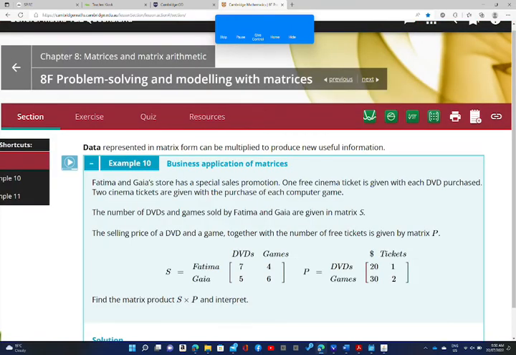Okay, so let's look at this example. This is a business application. These two people have a store and they're having a sales promotion. You get 1 free cinema ticket for every DVD you purchase and 2 free cinema tickets with each purchase of a computer game.